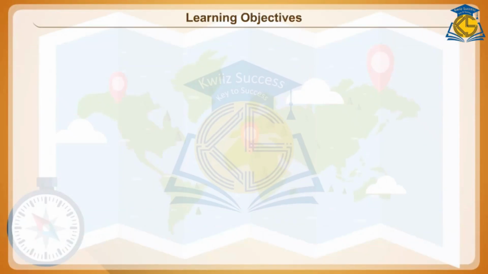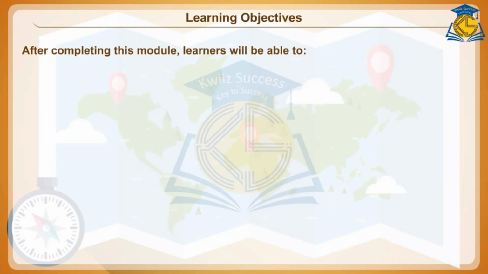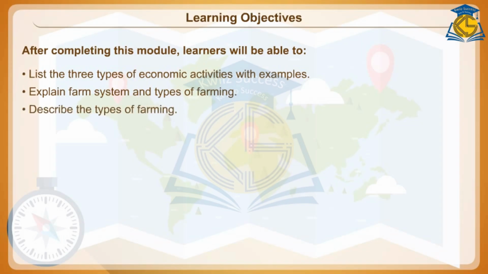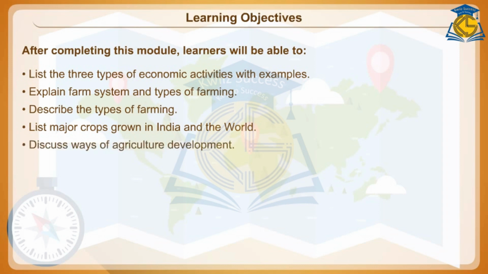Learning objectives. After completing this module, learners will be able to list the 3 types of economic activities with examples, explain farm system and types of farming, describe the types of farming, list major crops grown in India and the world, discuss ways of agriculture development, differentiate between farms in India and US.